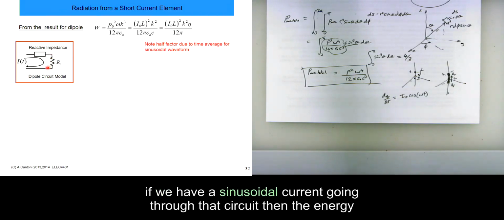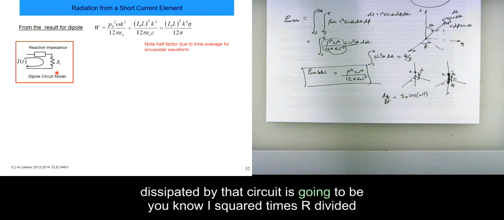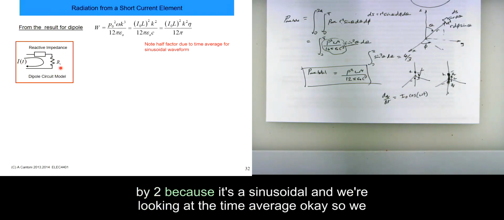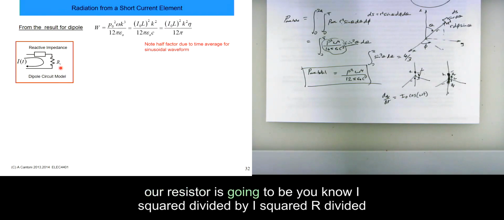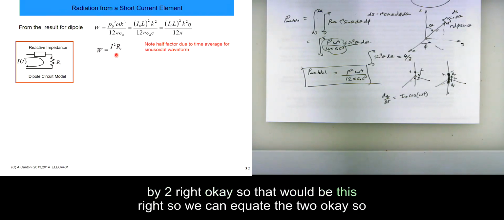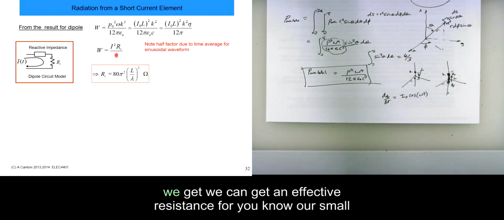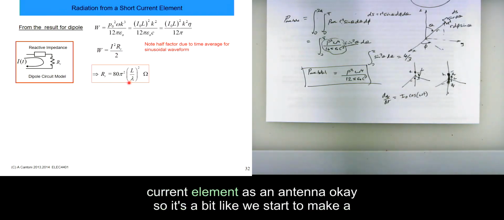If we had a circuit, which might have some reactances and a real resistance, and we have a sinusoidal current going through that circuit, then the power dissipated by that circuit is going to be I squared times R divided by 2, because it's a sinusoid and we're looking at the time average. So we can equate the two. That gives us an effective resistance for our small current element as an antenna. So it's a bit like we start to make a circuit model for it.